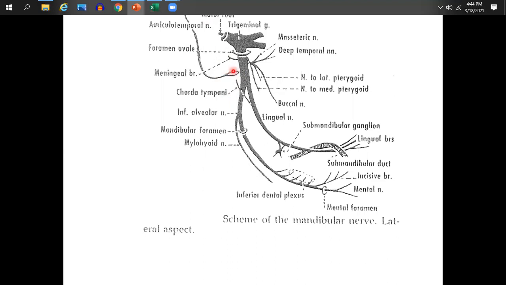So just know that when the auriculotemporal nerve forms this loop, it's the middle meningeal artery that passes through the loop, because I recall that being a question that has come up before.